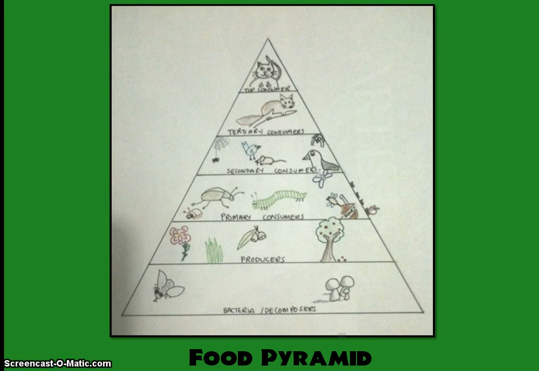Question 2. What are the 5 trophic levels in an ecosystem? So I don't want you to write level 1, 2, 3, 4, 5. I want you to tell me the names of the levels, so producers, etc.